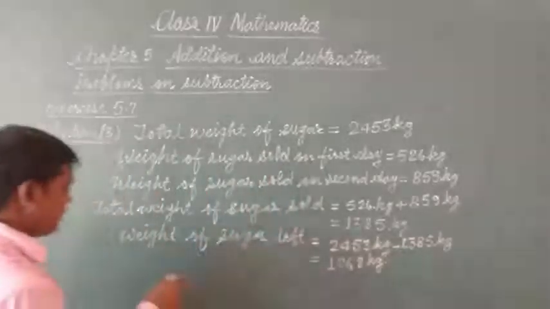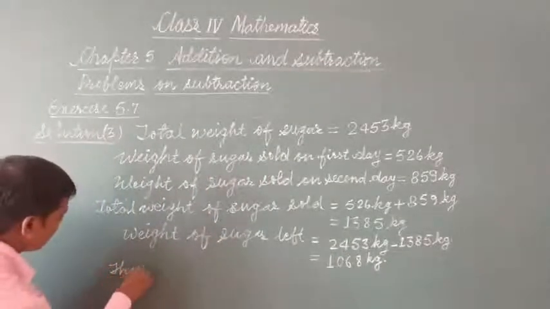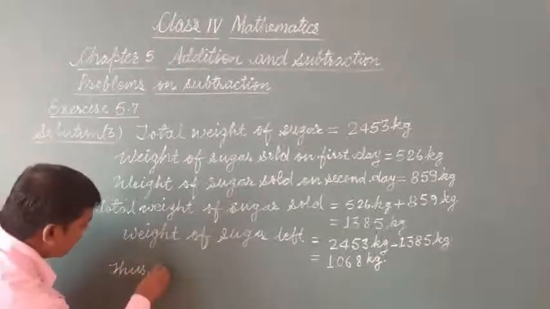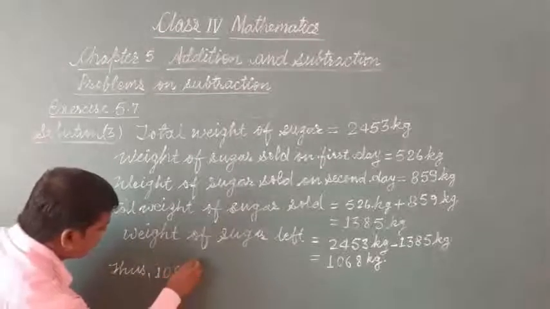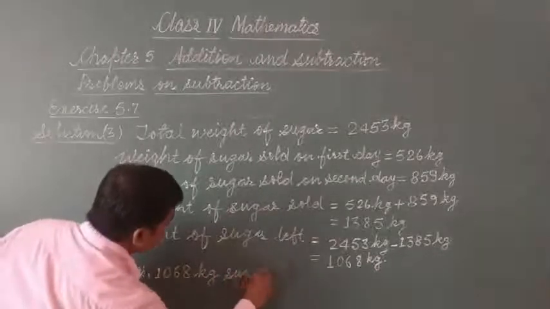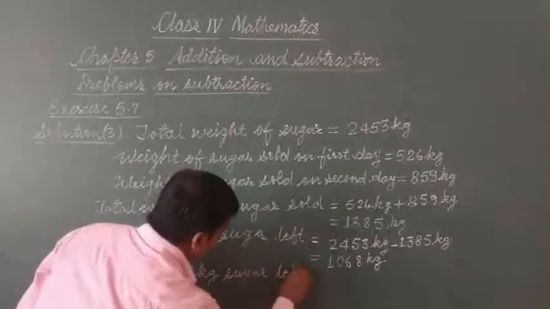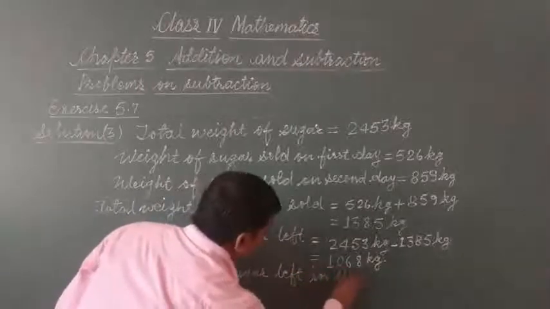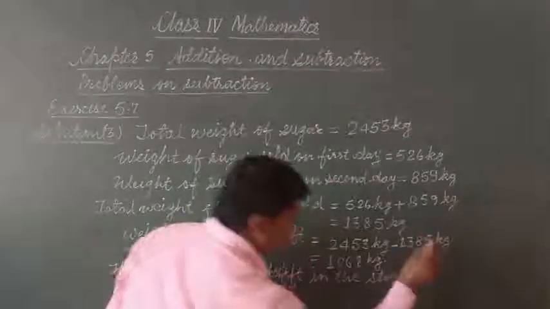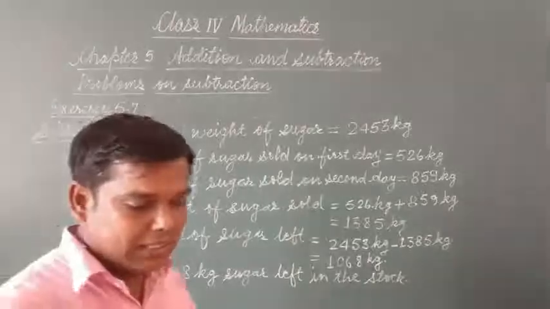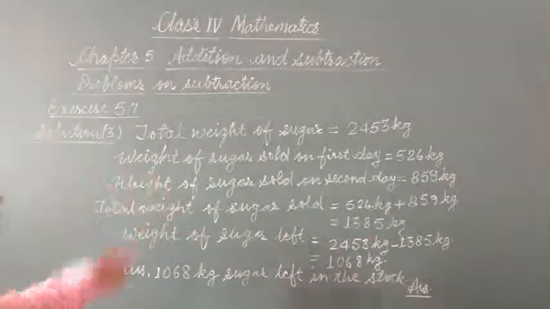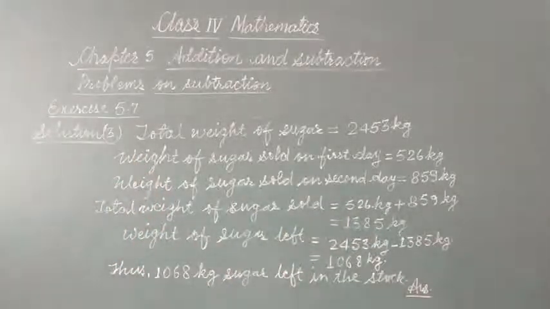So you can write here: thus 1068 kg sugar left in the stock. Okay, we write like this. So this is the required solution of question number 3.